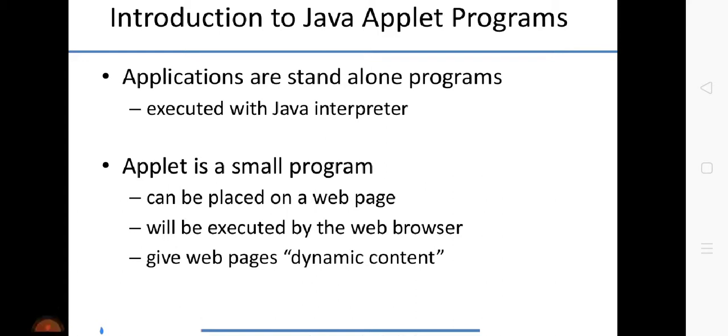In this lecture, we will talk about another kind of Java programs which are known as Java Applet programs. We have already discussed the applications which are known as standalone programs, and they are executed by using the Java interpreter. But today we will talk about another type of Java programs which are known as Applets. Applets are actually small programs, and these programs are usually placed on a web page, and they are executed with the help of the web browser.